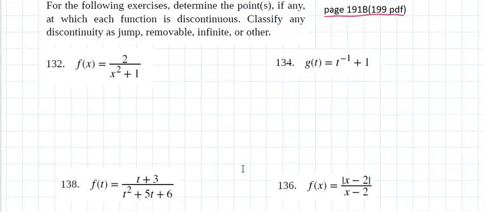So they give us some problems. This is in the book on page 191. It says for the following exercises, determine the points, if any, at which the function is not continuous. Classify as a jump, removable, infinite, or other. But let's see. If I look at this problem, I notice this is continuous everywhere.